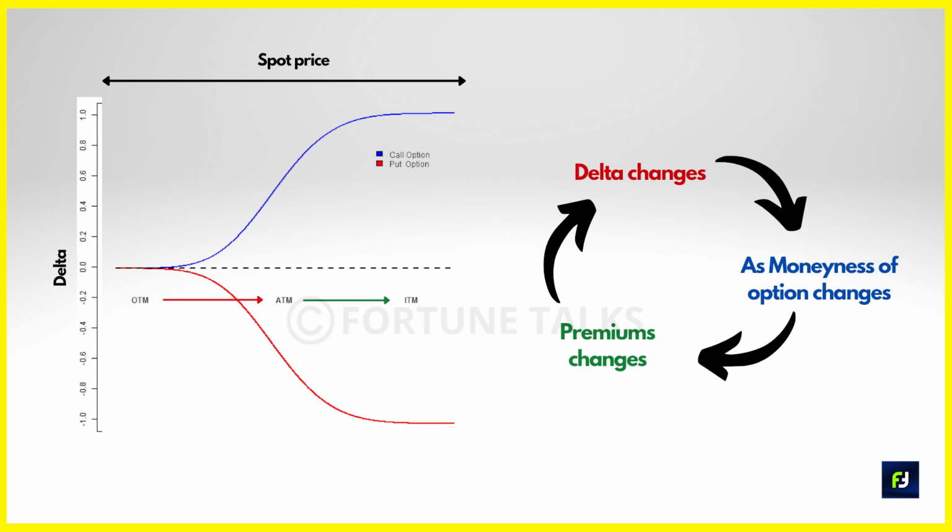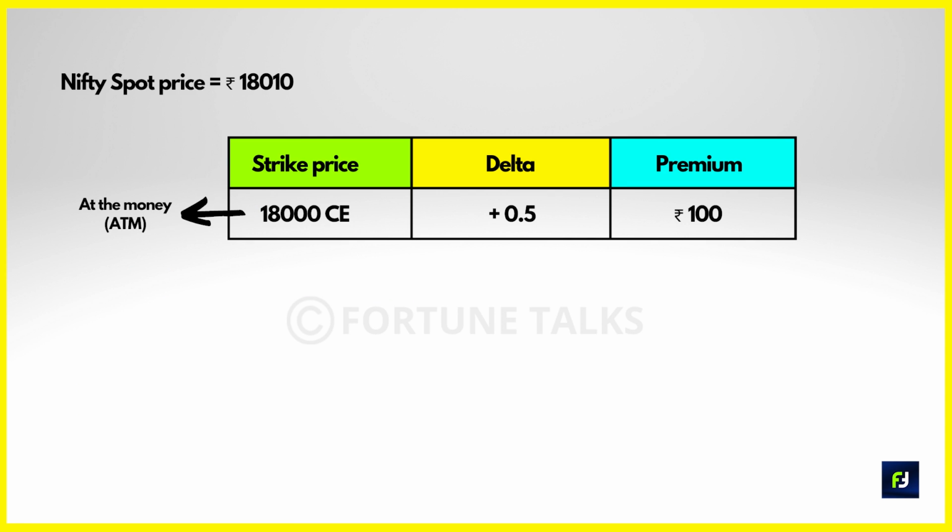So what we can infer from this information is that as the option strike changes from OTM to ATM to ITM, the delta changes, therefore the premium changes, and the option starts to mimic the underlying, meaning that for every rupee change in the underlying value, the option premium will also change by a rupee. Let's take a few examples to understand these concepts better. Let's say the Nifty spot price is 18,010, and so the at the money strike is 18,000. Now, if you consider the 18,000 at the money call option, which is priced at 100 rupees and the delta value is close to 0.5.